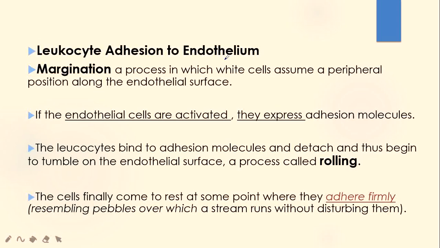Leukocyte adhesion to endothelium is followed by margination. Margination is a process in which the white cells assume a peripheral position along the endothelial surface. The endothelial cells become activated and express adhesion molecules. The leukocytes bind to these adhesion molecules, become detached, and thus begin to tumble on the endothelial surface. This process is known as rolling. The cells finally come to rest at some point where they adhere firmly.